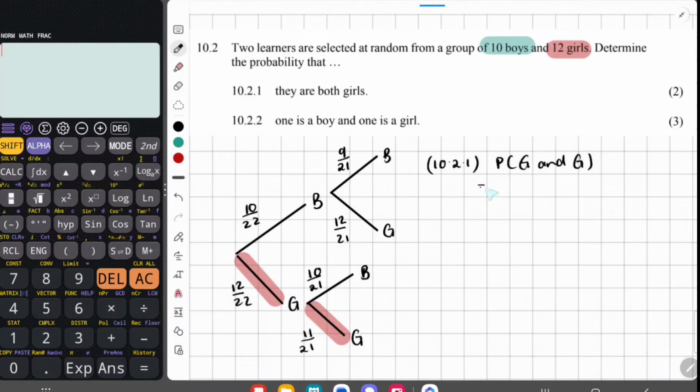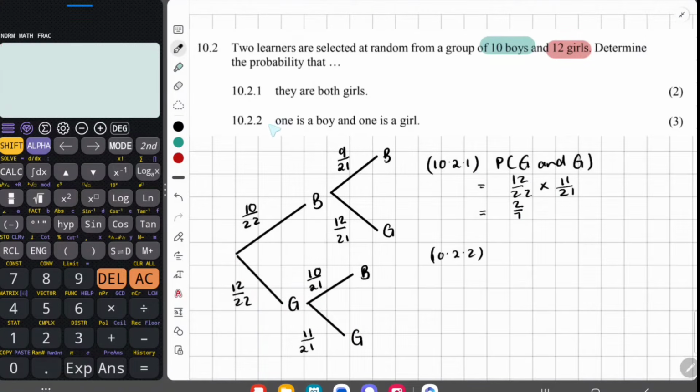So we're saying 12 out of 22 multiplied by 11 out of 21. And let's see what that gives us. And this is equal to 2 over 7. And I'm just going to leave it as a fraction. Okay, so that is 10.2.1.